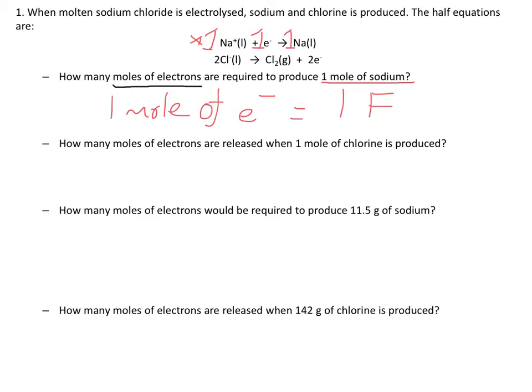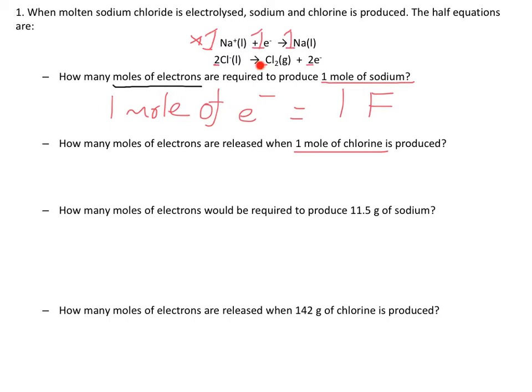So, next question. How many moles of electrons are released when 1 mole of chlorine is produced? So, let's have a look. Well, the number there is what we're concerned about. And that number there, because nothing has been written, is 1. So, if 1 mole of chlorine was produced, we're just using the larger numbers in the equation.